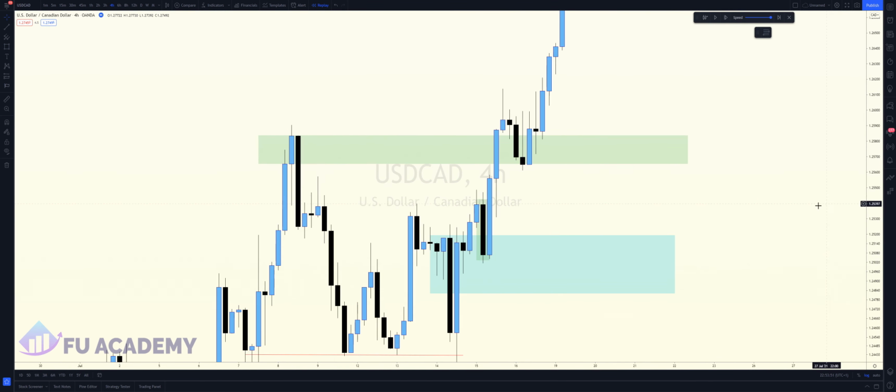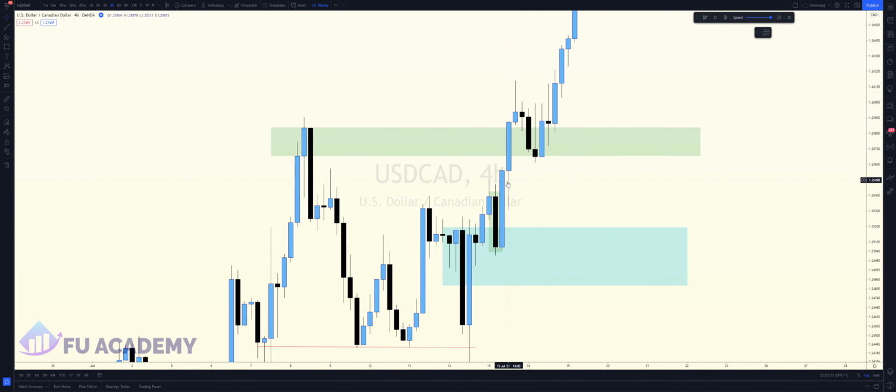How would you enter a scenario number 1 setup? You wait for that candle to form, play right into the open of that candle right here of the IC, and then we look to buy right here.